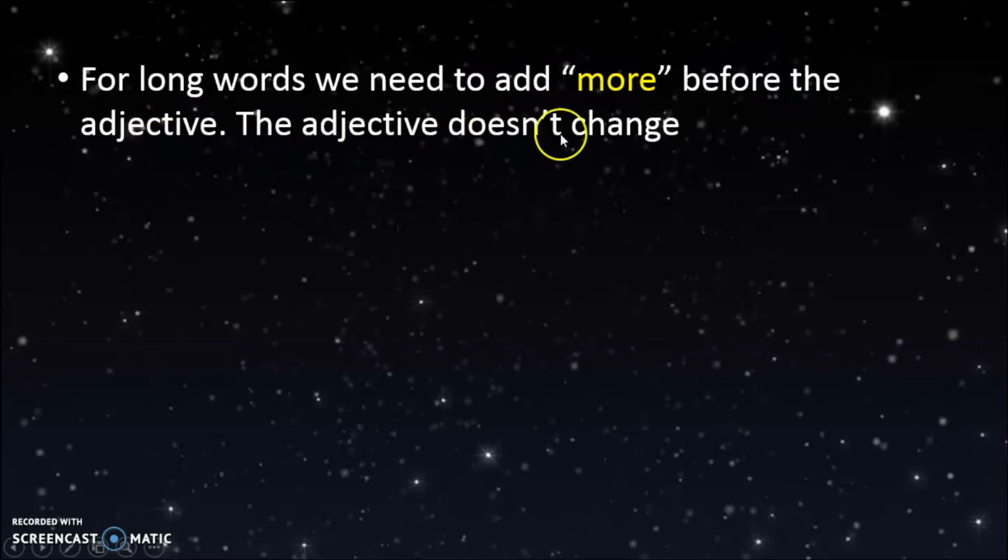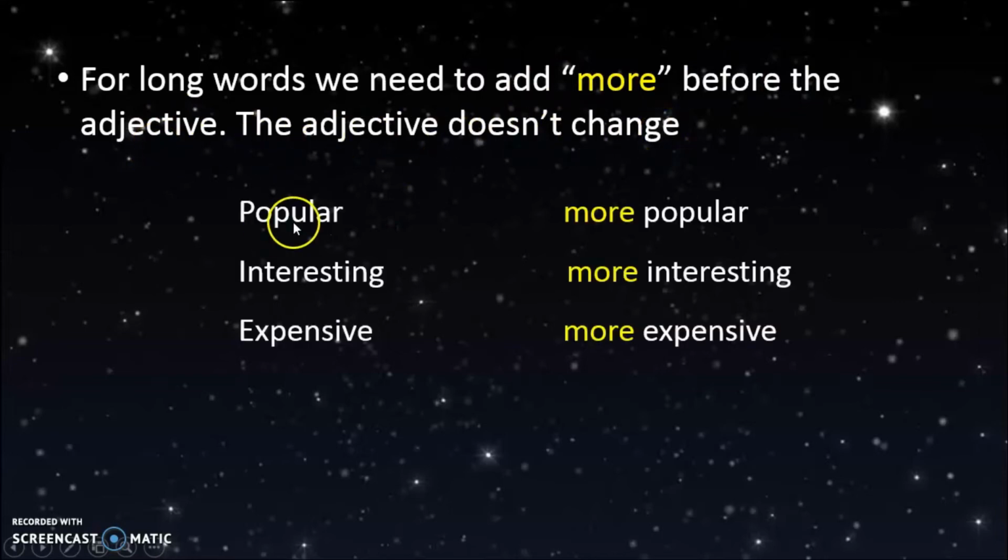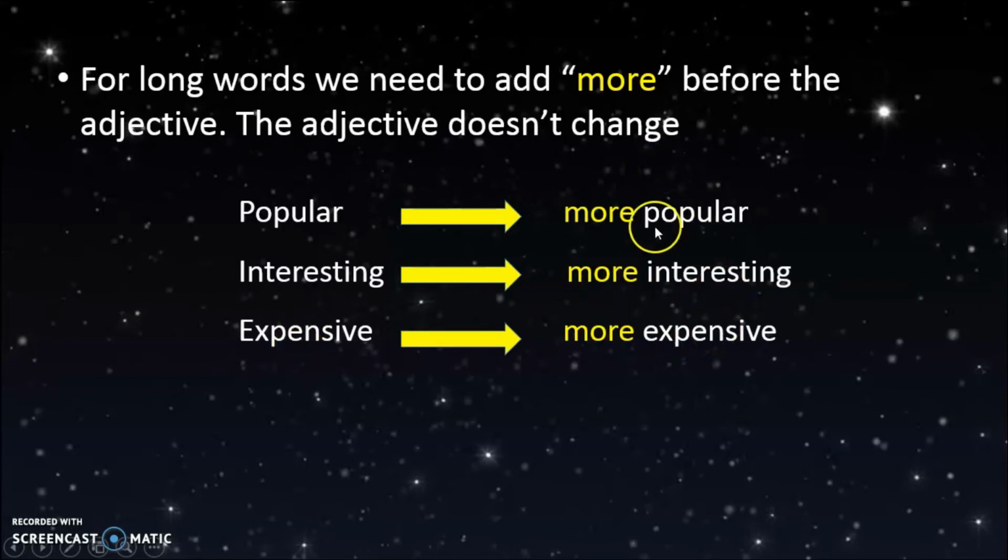The adjective doesn't change. Popular is the adjective. If I want to use comparatives, more popular than. Interesting, more interesting, and expensive, more expensive. Remember to use than after your comparative adjective.